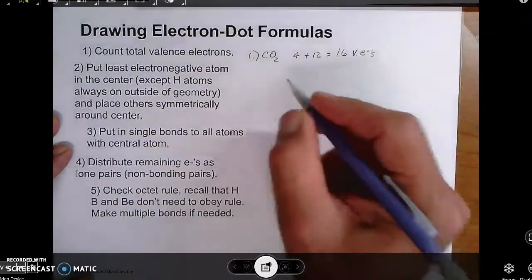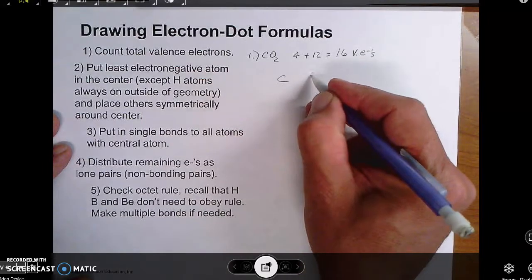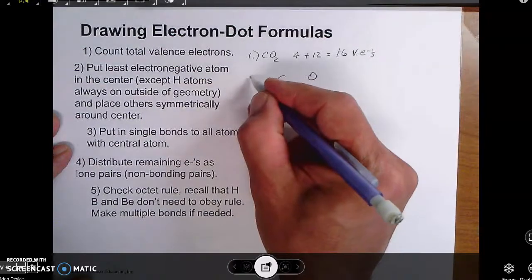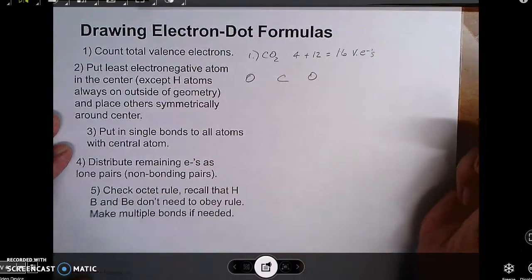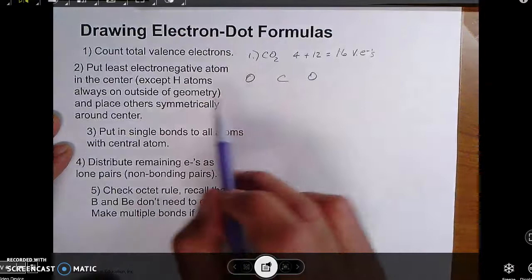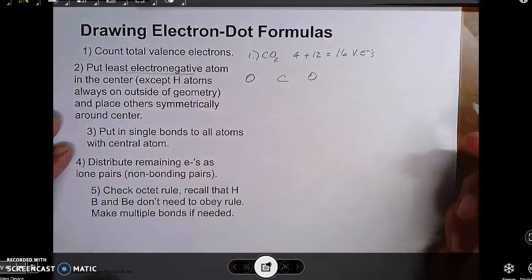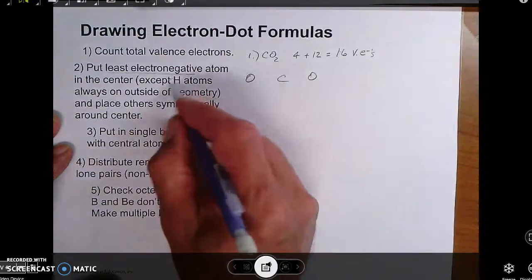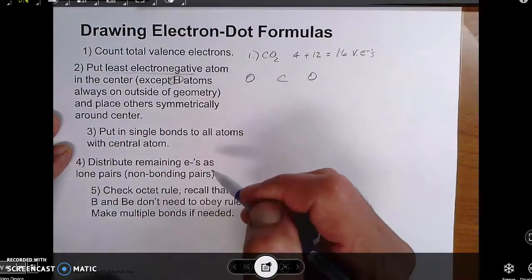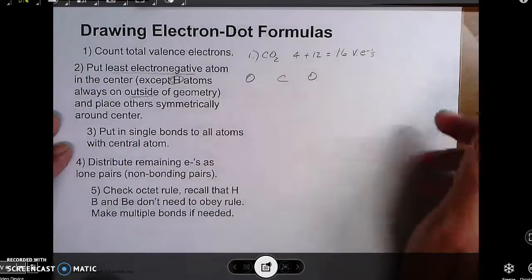All right. Now, we're going to arrange this molecule so it's somewhat symmetrical because nature loves symmetry. So we'll put carbon in there. Also, carbon is the least electronegative. That always goes in the center, except if there's hydrogens involved, which isn't this example, but hydrogens go on the outside. We'll take a look at an example later of that.